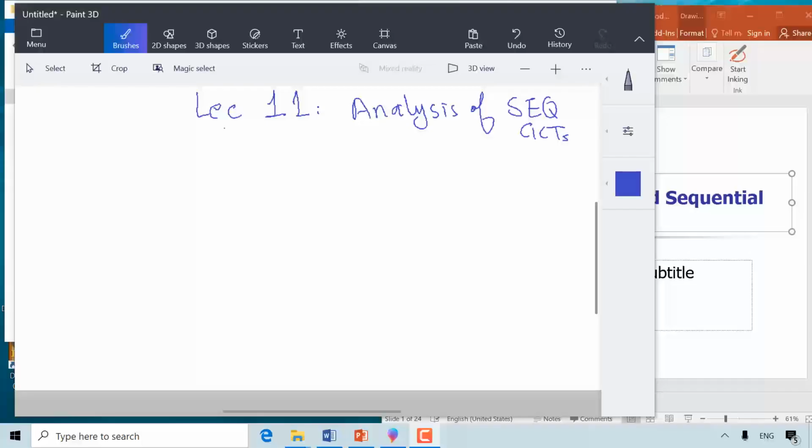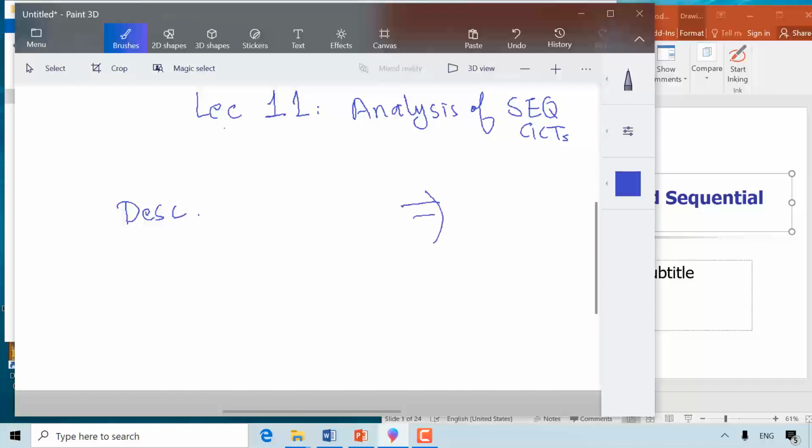Hi, today we will discuss the analysis of sequential circuits, and this is lecture 11. Basically, in the analysis of sequential circuits, as we all know, we deal with two terms in this class. One term is design, and the other term is analysis. So basically, we start with the circuit description, right?